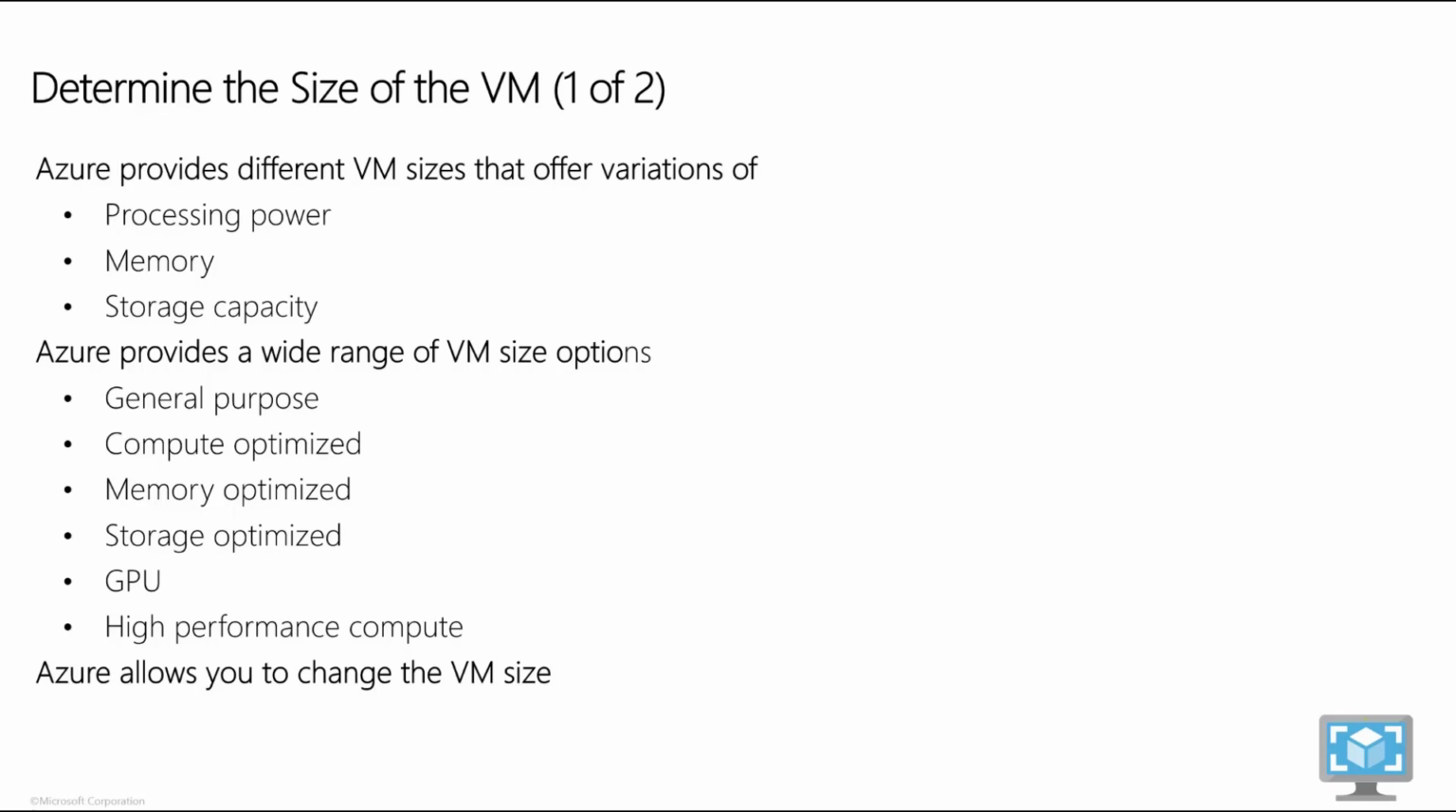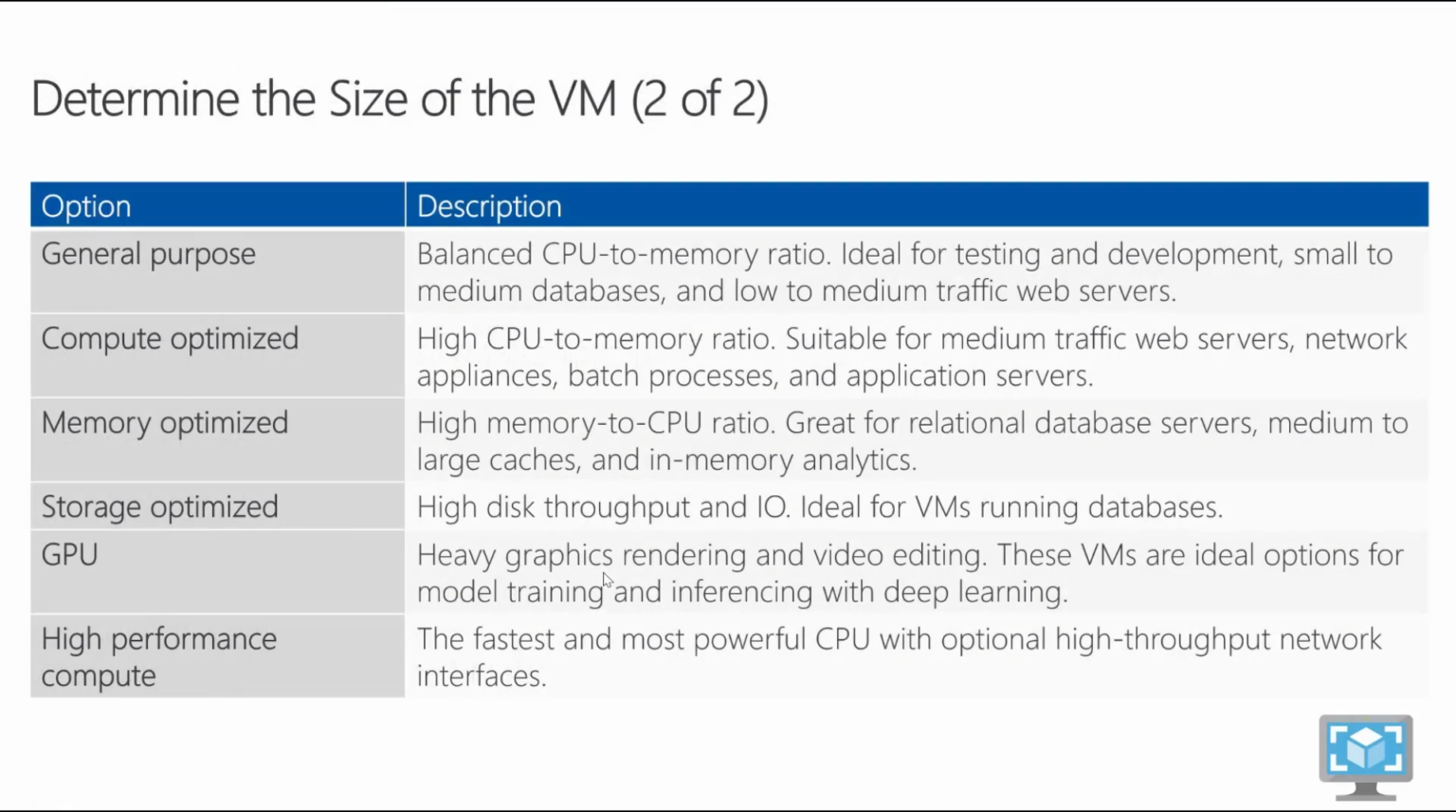The best way to determine the appropriate VM size is to consider the type of workload your VM needs to run. Based on the workload, you'll be able to choose from a subset of available VM sizes. Alright, so based on the capacity or based on the workloads, the sizes are classified into below types. General purpose, which is designed to have a balanced CPU to memory ratio. It's ideal for testing and development, small to medium databases, and low to medium traffic web servers.